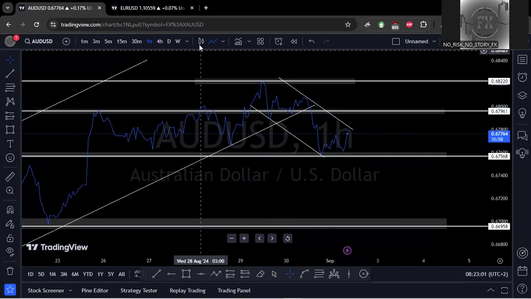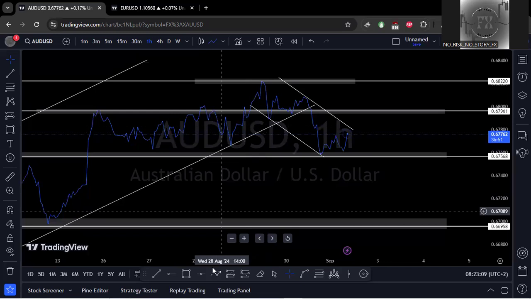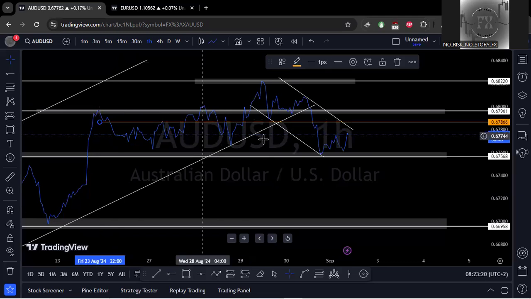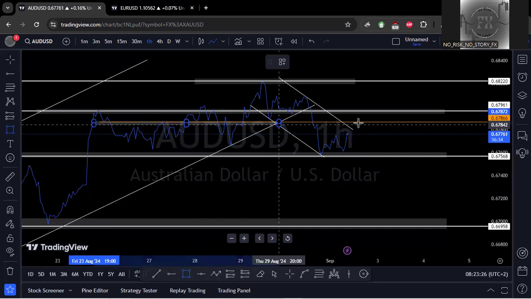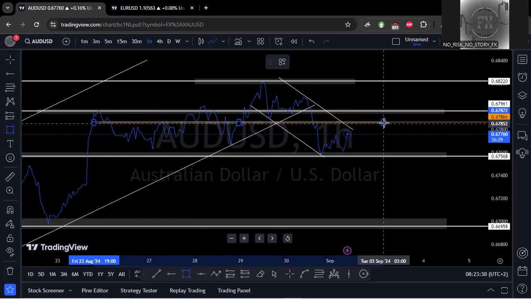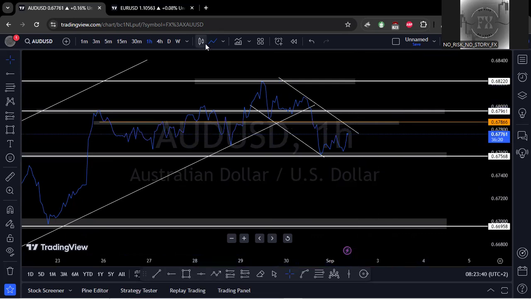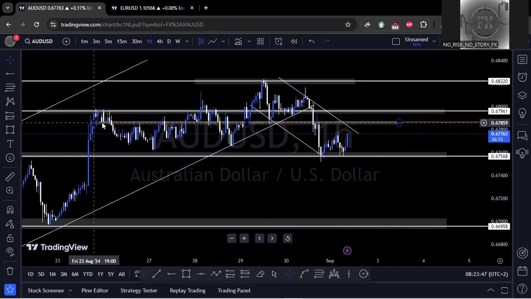I like to go to my candlesticks. So guys, as you can see here, the market is mostly sensitive around this zone here.